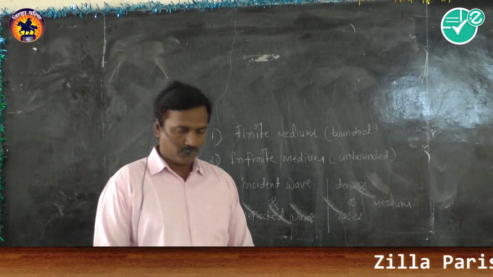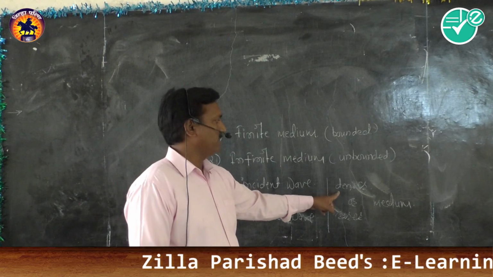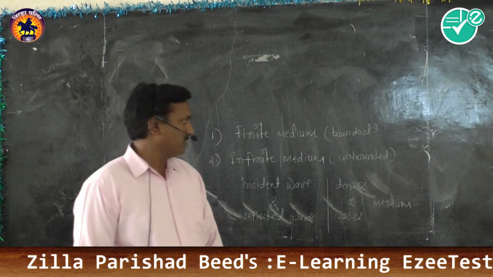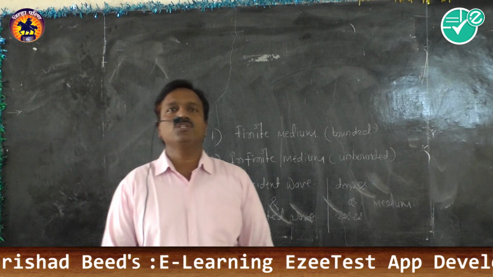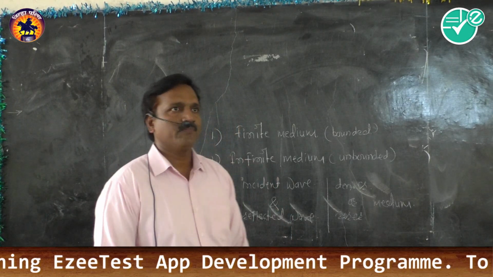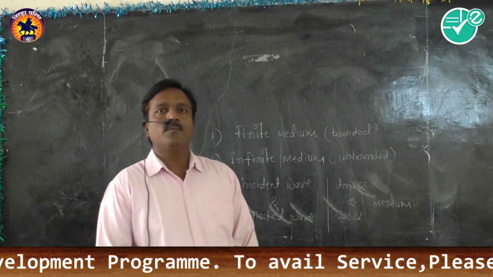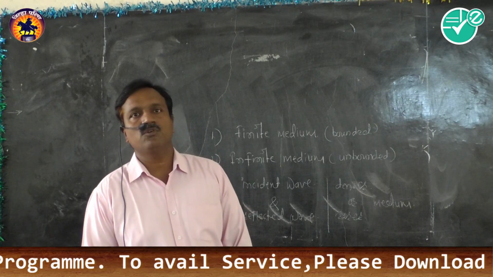Now what happens if the wave is going to reflect from that denser medium? In case of denser medium, there is the reflection of particle velocity as well as wave velocity. Whereas in case of rarer medium, there is only reversal of particle velocity. Wave velocity is not going to change.